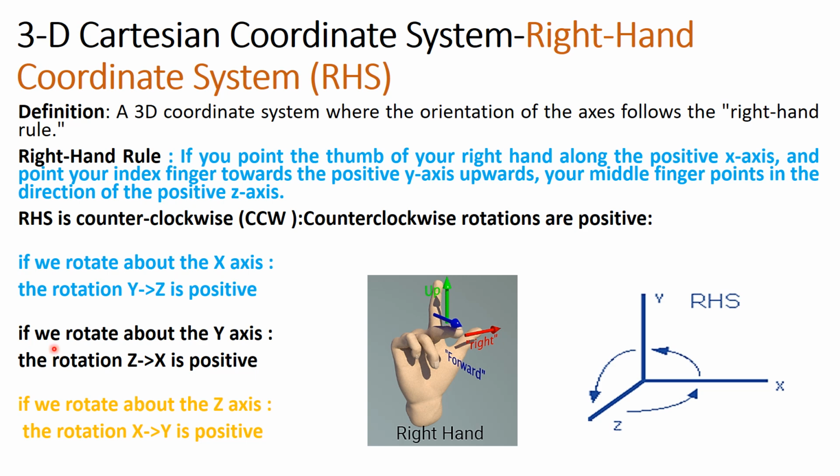3D Cartesian coordinate system, right-hand coordinate system, RHS. It is a 3D coordinate system where the orientation of the axes follows the right-hand rule. The right-hand rule says that if you point the thumb of your right hand along the positive x-axis and point your index finger towards the positive y-axis upwards, your middle finger points in the direction of the positive z-axis.